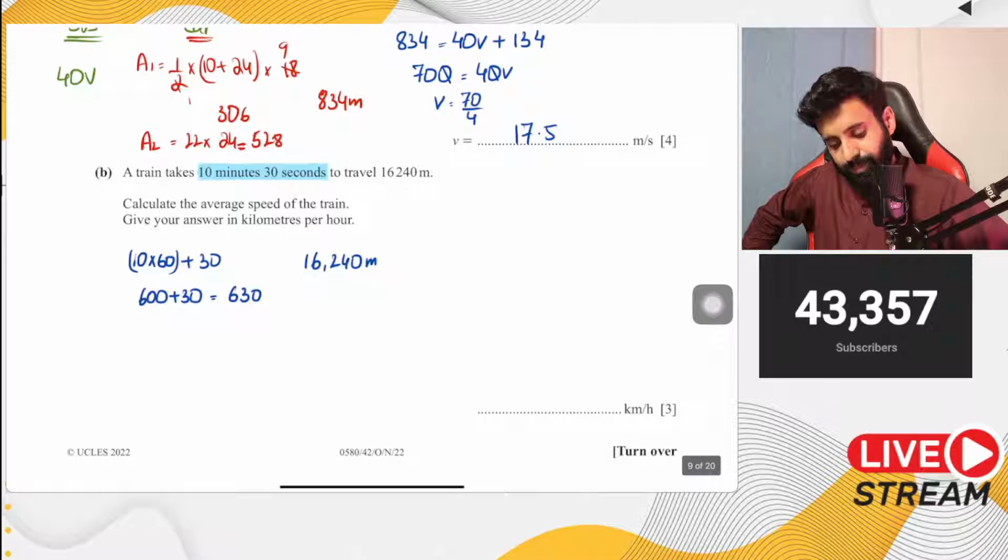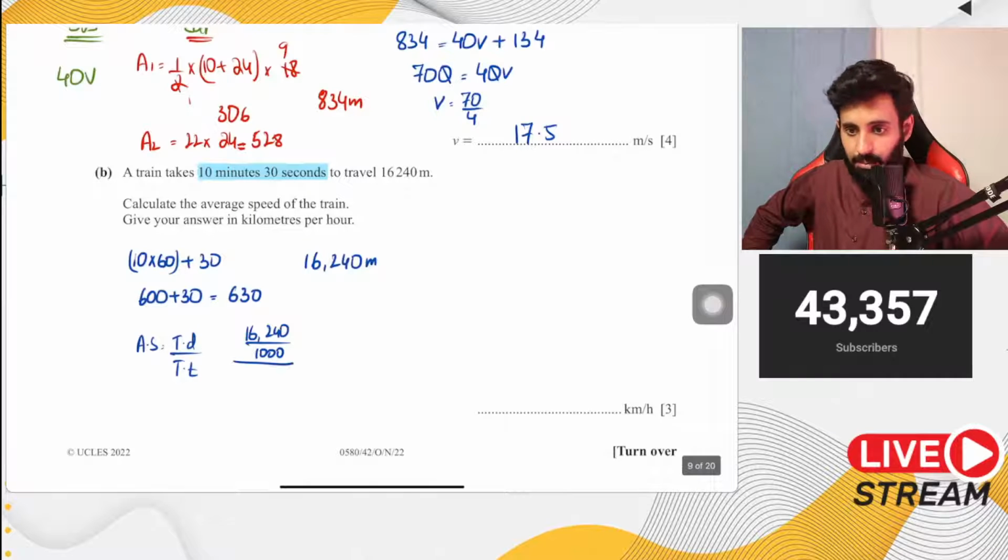Okay. So now the average speed is equal to total distance upon total time. So what's the total distance? 16,240. Let's divide that by 1000 so that it's in kilometers. And what's the total time? The total time is 630. So let's divide that by 3600. And that's it. Just use your calculator to figure this out.